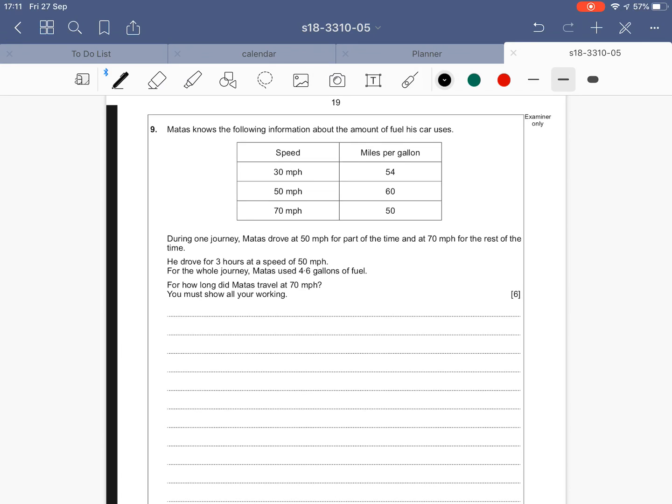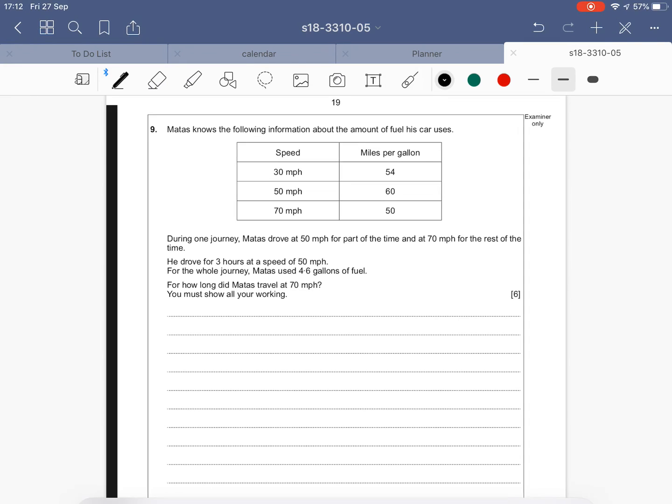During one journey, he drove 50 miles per hour for part of the time and 70 miles per hour for the rest of the time. He drove for 3 hours at a speed of 50 miles per hour. For the whole journey, he uses 4.6 gallons of fuel. So for how long did he travel at 70 miles per hour? You must show all your workings.